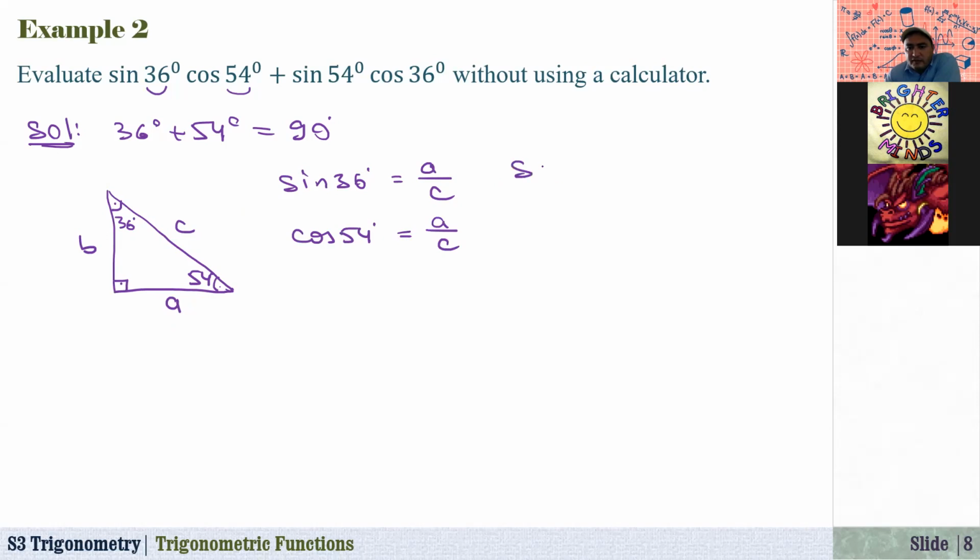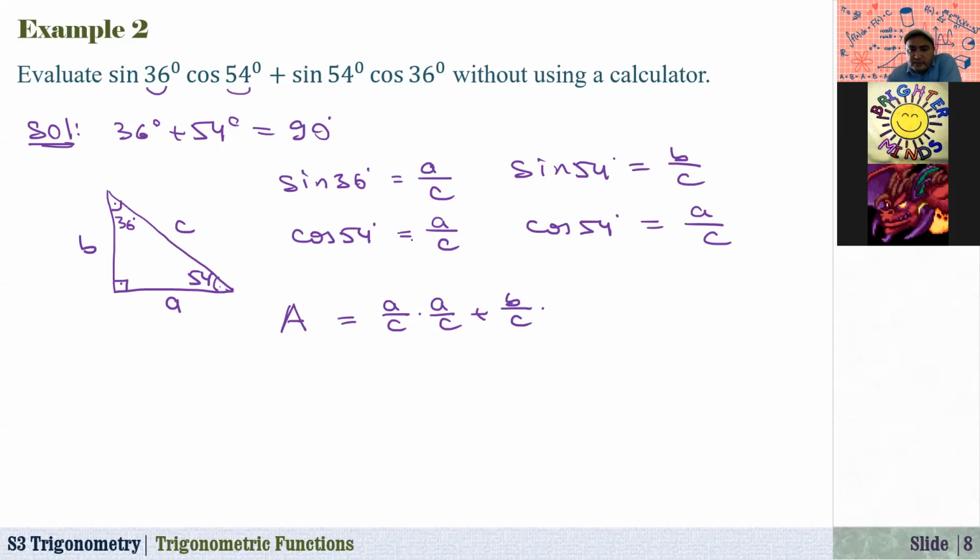In a similar way, what is sine of 54? Sine of 54 is equal to opposite side over hypotenuse, that is B over C. Now, if I substitute: sine of 36 is A over C, and cosine of 54 is A over C, plus sine of 54, which is B over C, times cosine of 36, which is also B over C.